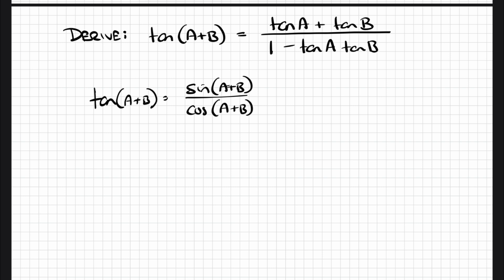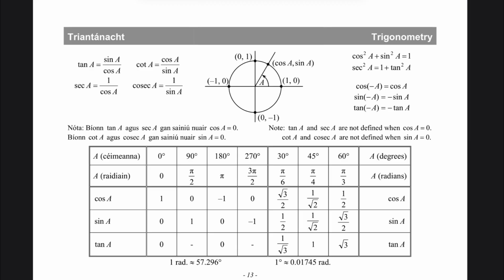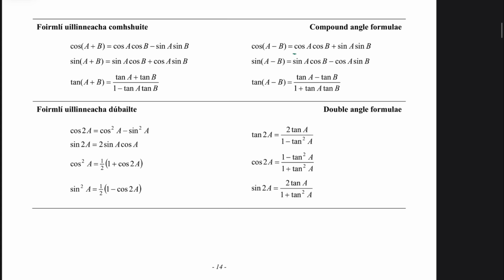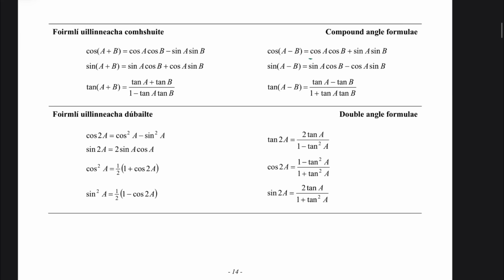That's our first stage done. So we've got our first replacement of this guy here. Next stage is we're going to look for our sin(A+B) and our cos(A+B) rules that are on page 14 of the formula booklet. So we're going to write this one on top, sin A cos B plus cos A sin B, and this guy in the bottom.